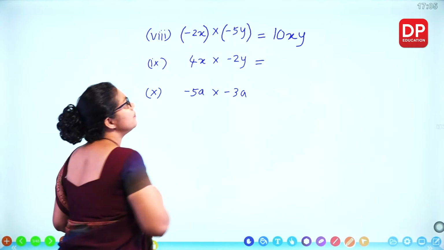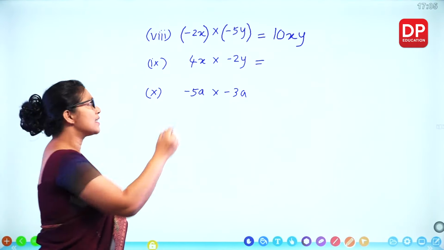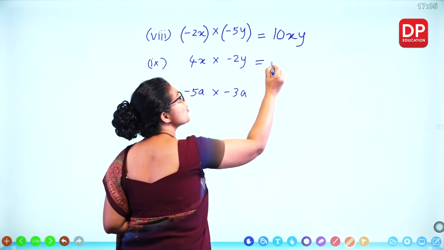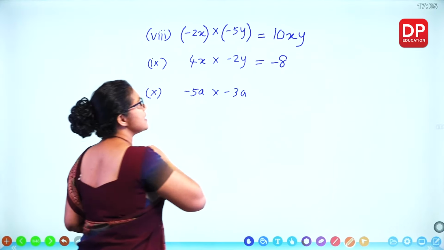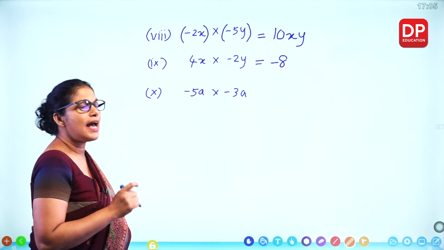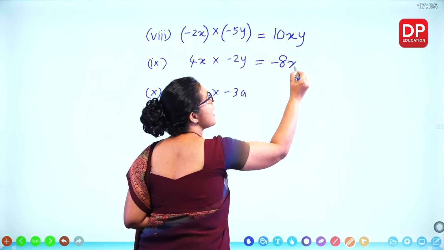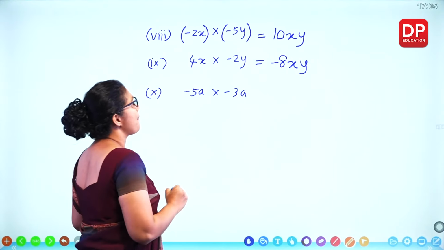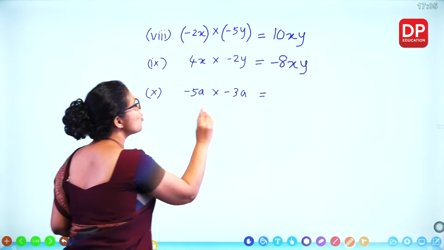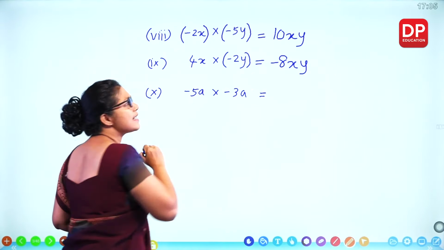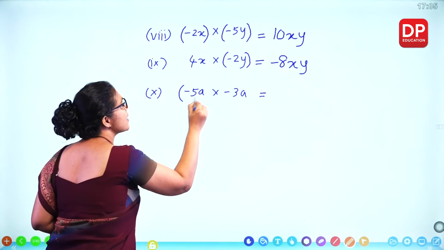Now try this one. What do you get? 4 times minus 2. What is 4 times minus 2? Minus 8, because one is positive and the other one is negative. Then you will get x and y. Here you get two negative values. It's easy for you: when you see a negative sign, put brackets.